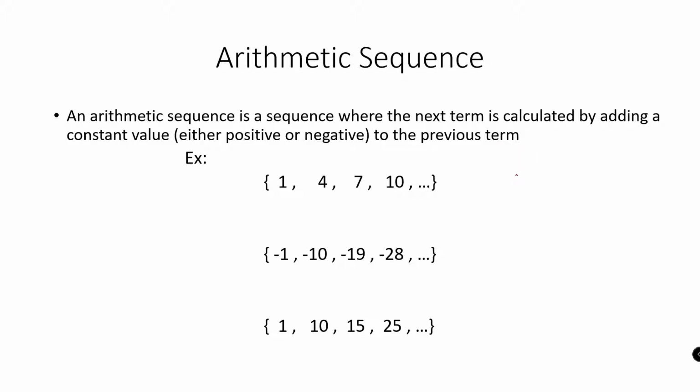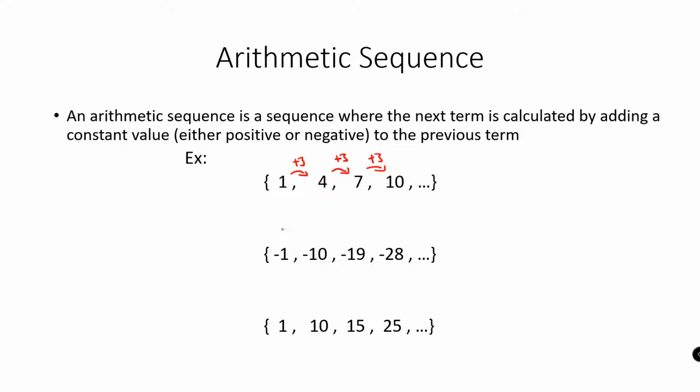Let's try a few examples to determine if the following sequences are arithmetic sequences or not. Let's start with the first example. As you can see, this sequence has 1, 4, 7, and 10. The difference between the first and the second term is positive 3, and the second to the third term is also positive 3, and the last one is also positive 3. So you can assume that this is an arithmetic sequence because the value that's being added is a constant value from the first to the second and the third to the fourth term.